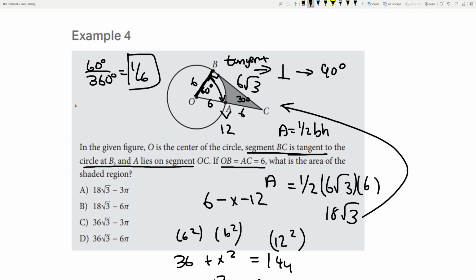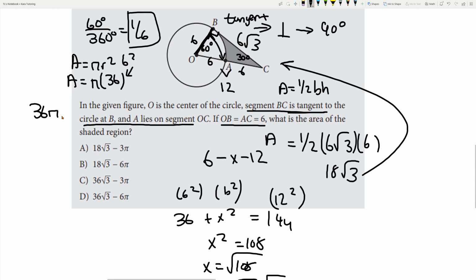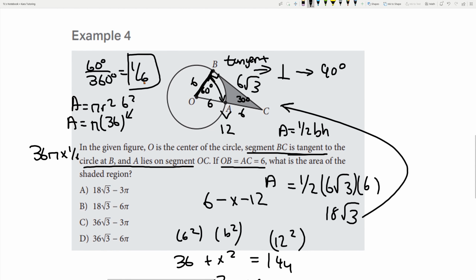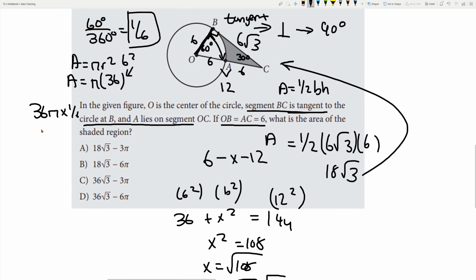So now let's find the area of the circle. A is equal to pi r squared. A is equal to pi, and we plug in the value for r, which is 6, as we found here. That's just 6 squared. So 36 pi times 1/6. The reason I multiply by 1/6 is because we're only finding the area of the sector, and since the angle is 1/6 of the entire circle, the area is just going to be 1/6 also. So then we have 6 pi.